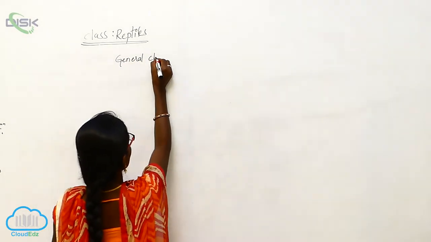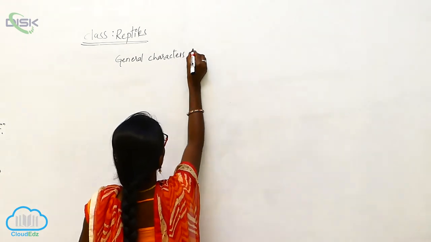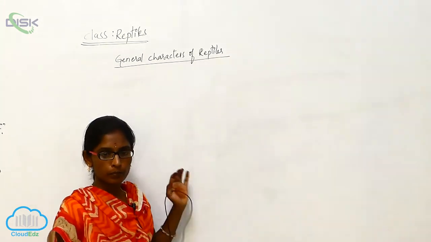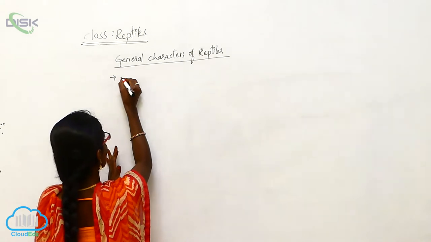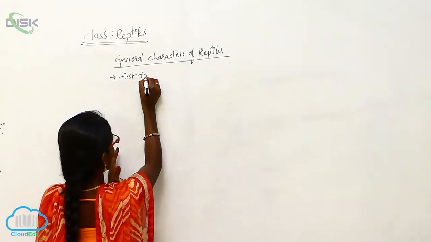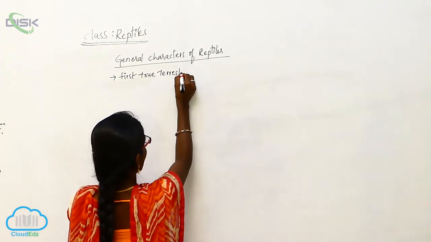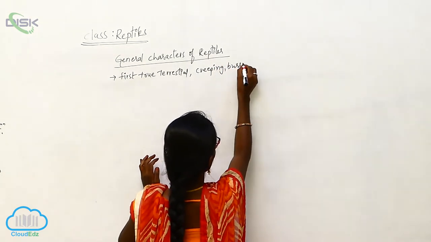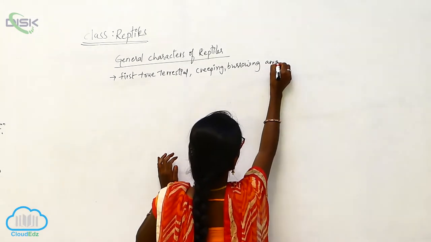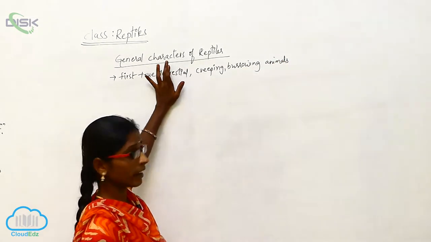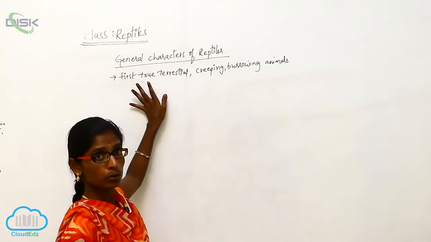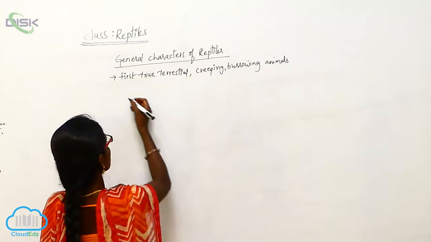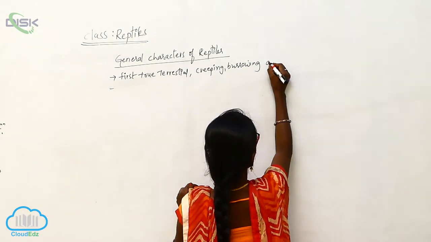General characters of reptiles. These are the first true terrestrial, creeping, burrowing animals, burrowing amniotes.